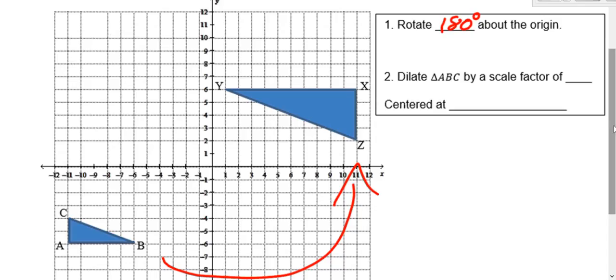And then if we do that, let's trace where our points would be. The rule for a 180-degree rotation about the origin is that the sign changes on the x and the y. xy goes to negative x, negative y for every coordinate. So A, which is over here at negative 11, negative 6, is going to rotate around to positive 11, positive 6.